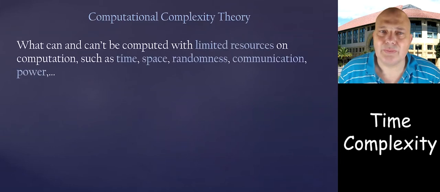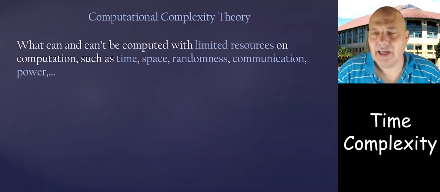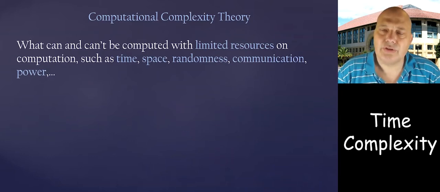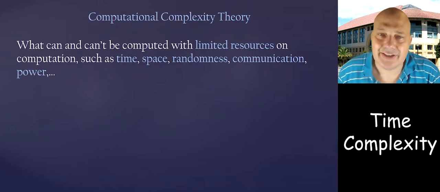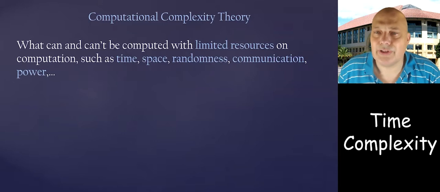So computational complexity theory asks about what can and can't be computed with limited resources. So it's not enough just to say what can be computed in principle. If we have all the time in the world and all the memory in the world and all the other resources, perhaps to show that something can be computed, but in time that is longer than the time since the Big Bang, and with memory that's larger than the number of atoms in the universe. This is not efficient. So we ask about efficiency, and we'll concentrate here on time.